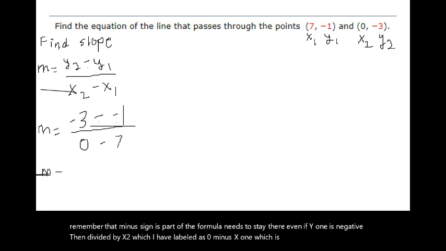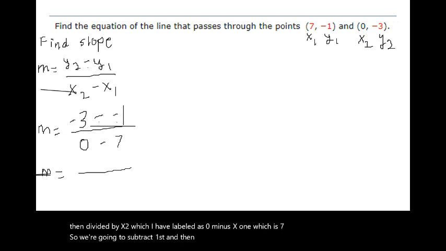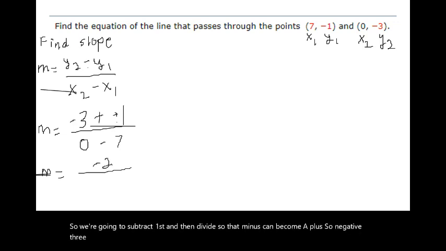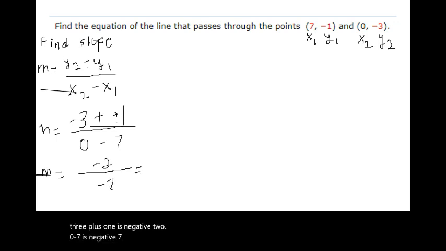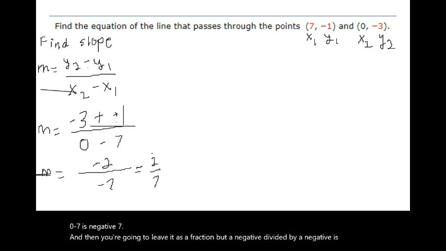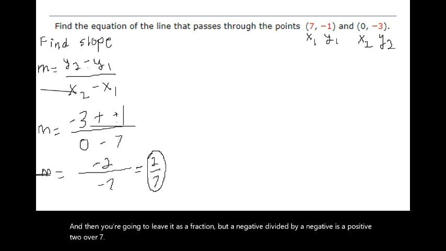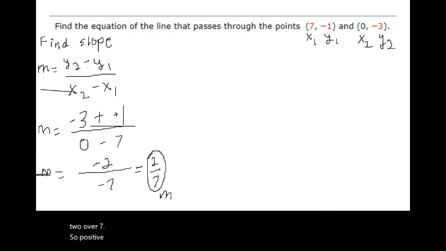So we're going to subtract first and then divide. That minus can become a plus. So -3 plus 1 is -2. 0 minus 7 is -7. And then you're going to leave it as a fraction, but a negative divided by a negative is a positive 2 over 7. So positive 2/7 is your slope.